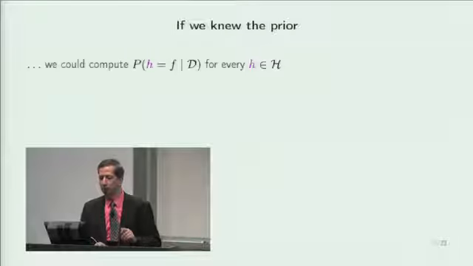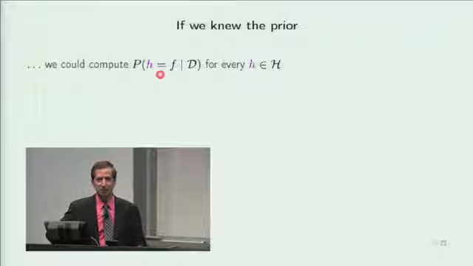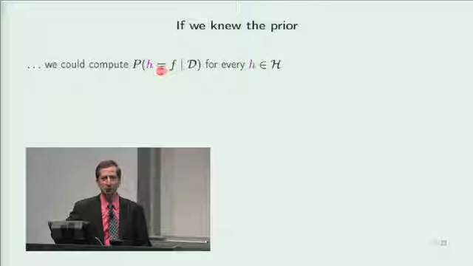If you actually knew the prior, you would be in fantastic shape. Why is that? Because you can compute the posterior for every point in your hypothesis set. For every hypothesis, I know now what is the probability of it given D. Mind you, this is H equal F over the entire space, okay? That is, this is really out of sample. I am taking D, which is in sample, and I'm making a statement about the probability for every hypothesis to be out of sample, okay?